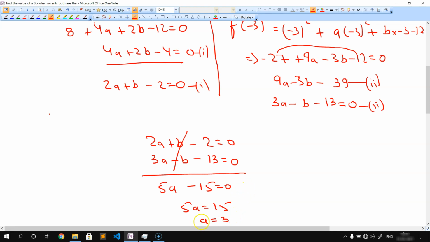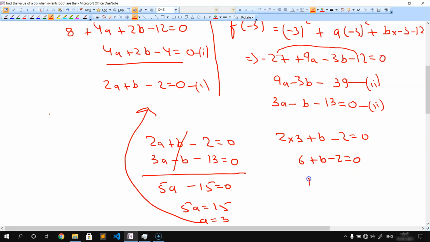Now we put the value of a in any of the equations. I will put it in the first equation. It will become 2 into 3 plus b minus 2 equals 0. So it will become 6 plus b minus 2 equals 0. b plus 4 equals 0 and b equals minus 4. So the values of a and b are 3 and minus 4.